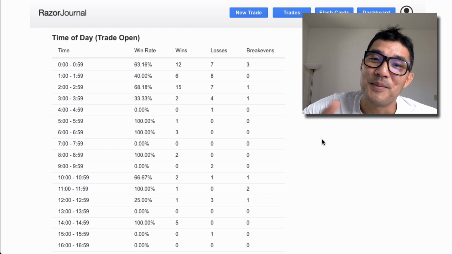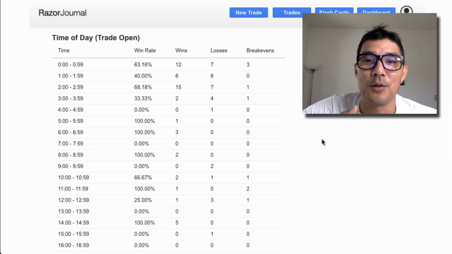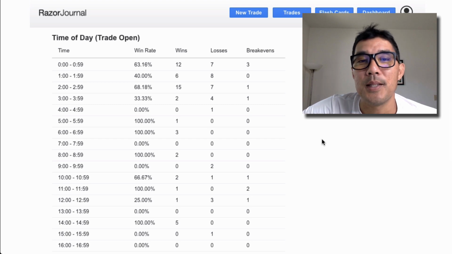And there may be patterns, there may not be patterns. So this could help you or not, but you really need to do the analysis so that you know where you stand in terms of time of day analysis.